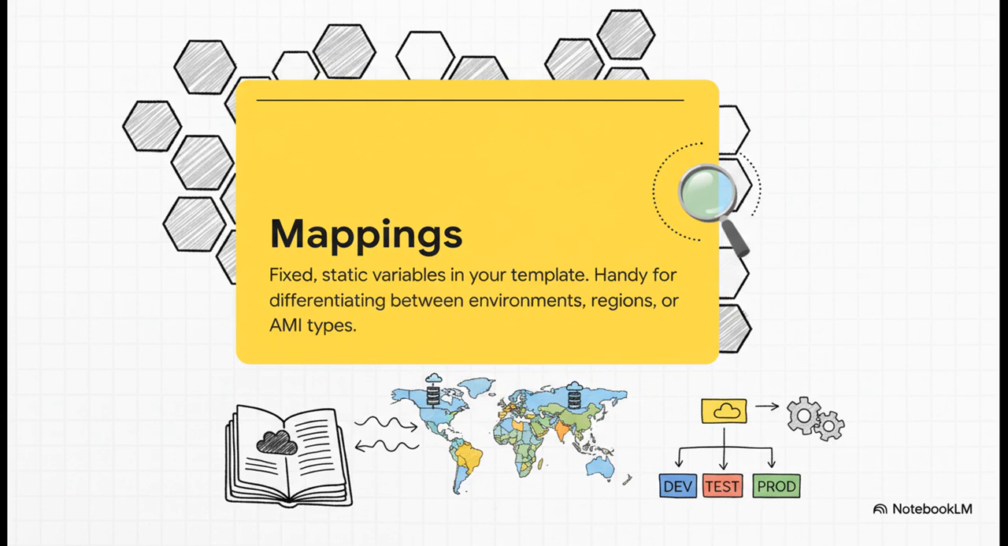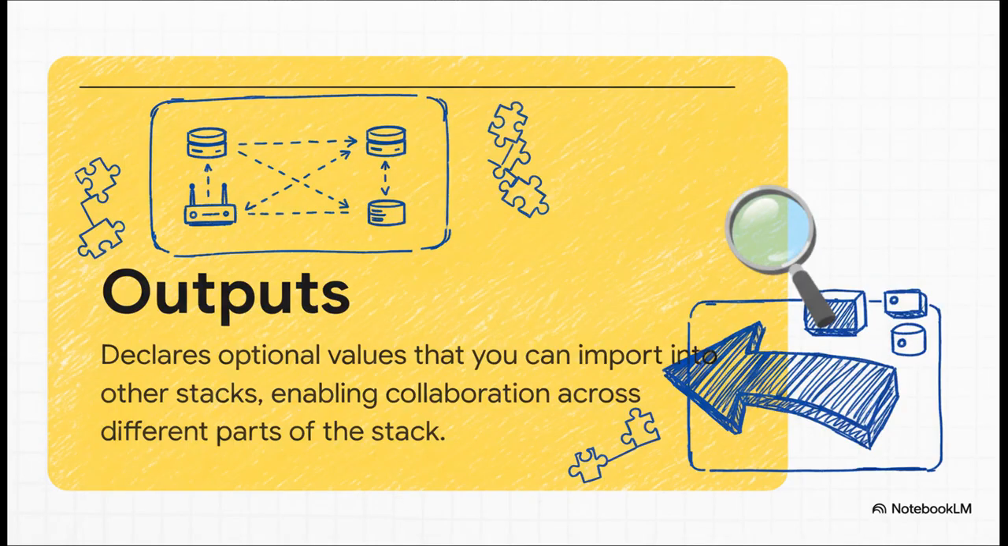A classic example is the software image for your server, the AMI. That image ID is actually different in every single AWS region. So you can use a mapping to create a little lookup table, so your template automatically picks the right AMI based on the region you're deploying to. Pretty clever, right? And finally, there are outputs.